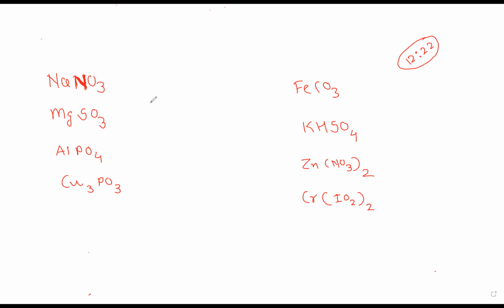The other one on the right side, the first one, FeCO3. Second one, KHSO4. The next one, Zn in parenthesis, NO3 parenthesis over number 2. The last one, Cr in parenthesis, IO2 parenthesis over number 2. Thank you, Professor. Yeah, no problem.